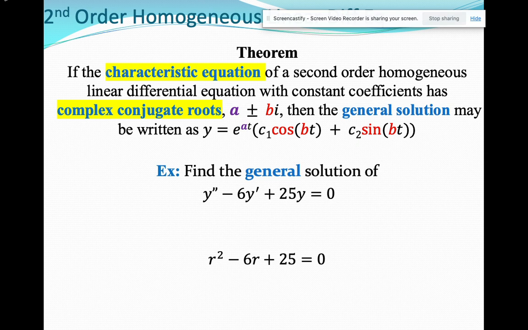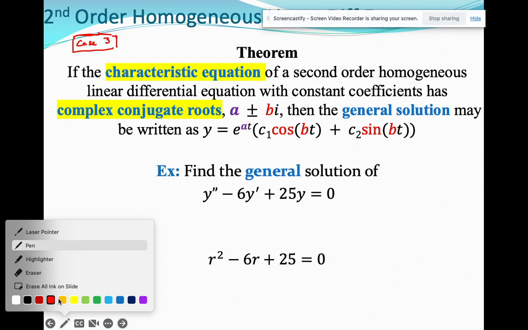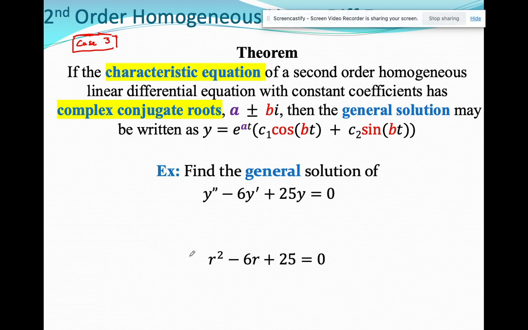Case 3. Look at this scenario as you're writing it down. This is case 3, right? When I'm solving, from algebra 1, I could get 2 non-repeating real roots, 2 repeating real roots, or complex conjugates. So if your characteristic equation comes up with complex conjugate roots, a plus or minus bi, then your general solution has sine and cosine in it. And e.